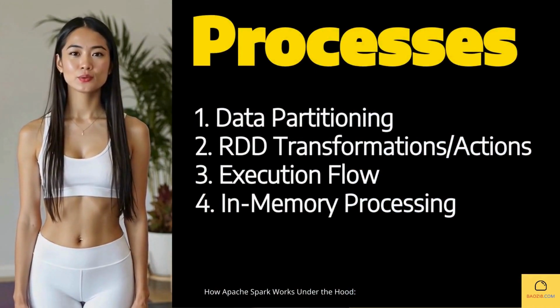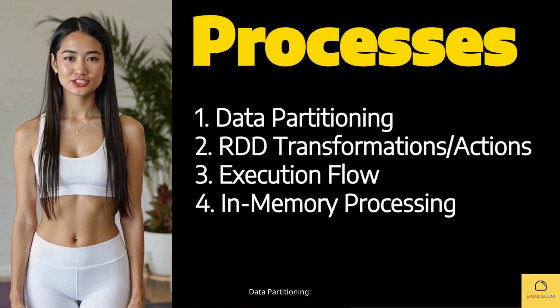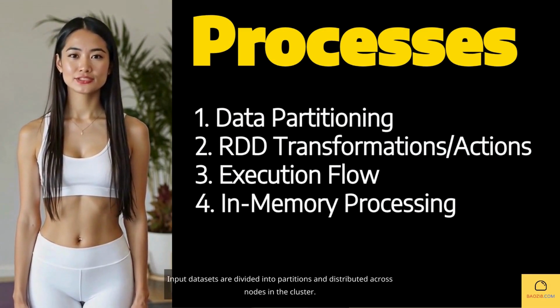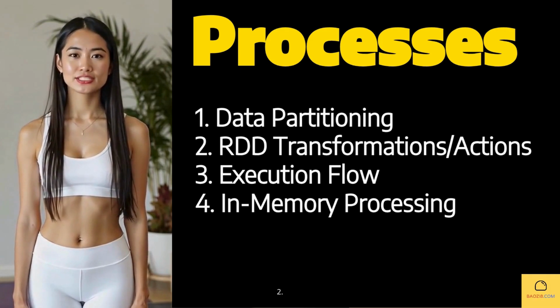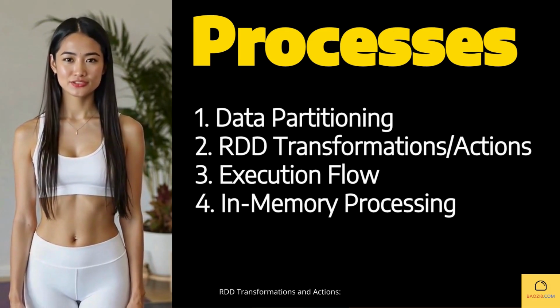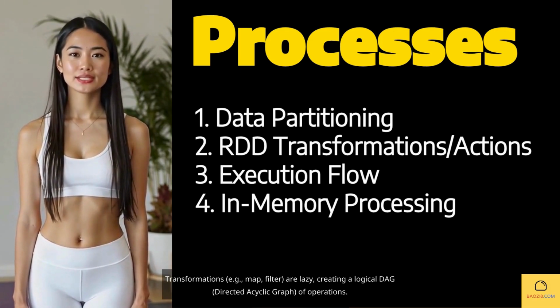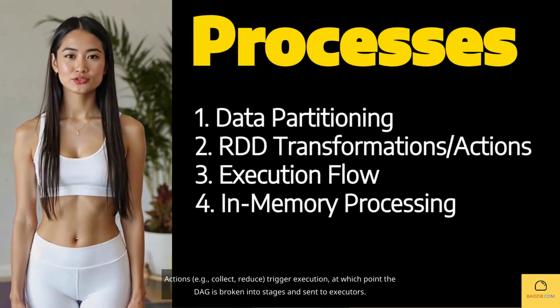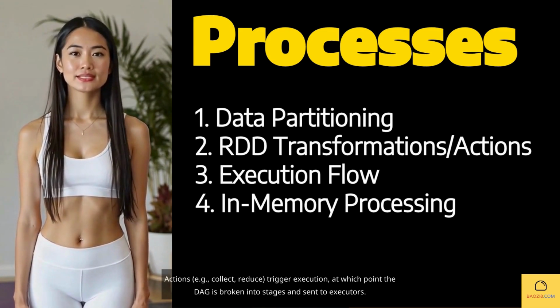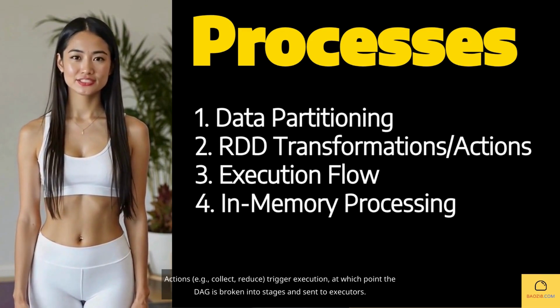How Apache Spark works under the hood. 1. Data partitioning. Input datasets are divided into partitions and distributed across nodes in the cluster. 2. RDD transformations and actions. Transformations, e.g. map, filter, are lazy, creating a logical DAG, directed acyclic graph, of operations. Actions, e.g. collect, reduce, trigger execution, at which point the DAG is broken into stages and sent to executors.